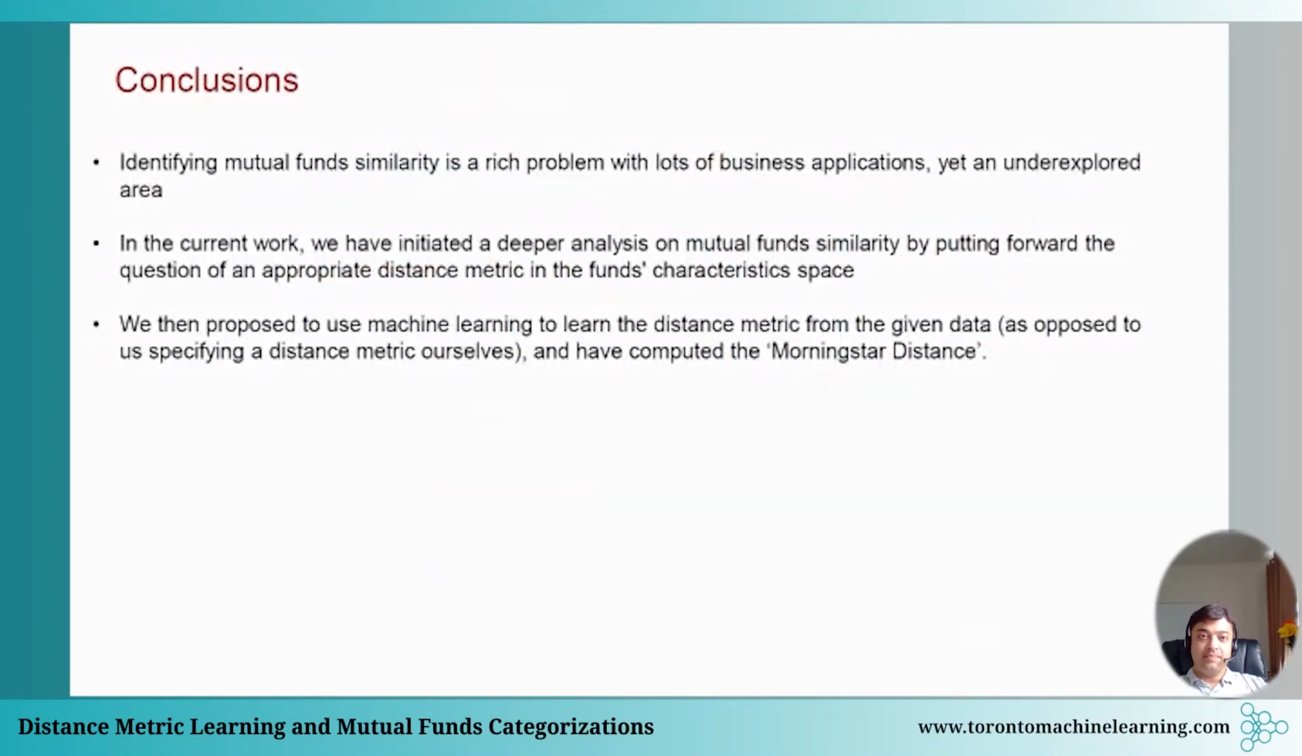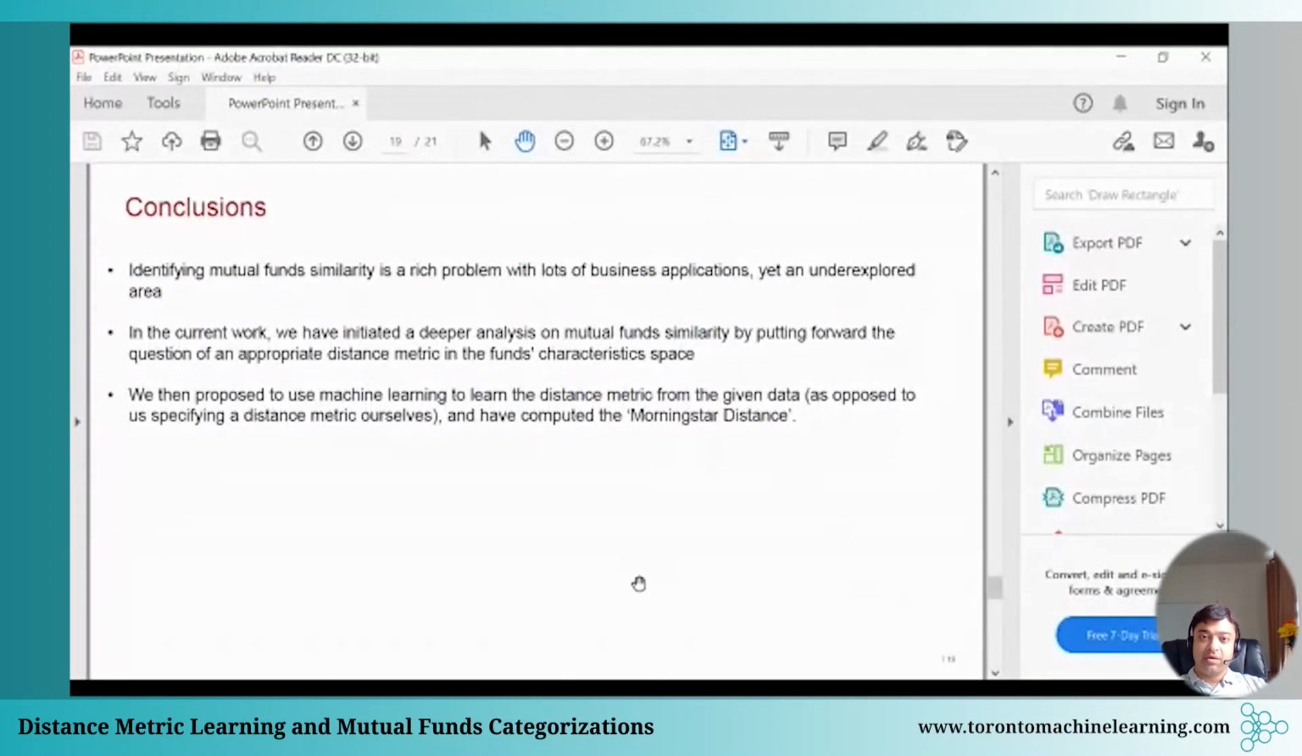So I'll just conclude. I'm running out of time anyway. Identifying similar funds is a very rich problem in machine learning with lots of business applications. And the second thing I wanted to highlight was distance metric learning. It's a very niche area in machine learning, highly underappreciated. If you are trying to do some rigorous machine learning, you have to think more carefully about what distance metrics you are using. So I'll stop here. I'll take any questions.